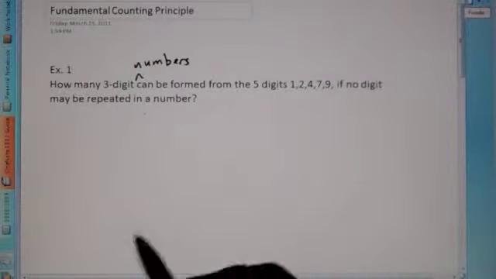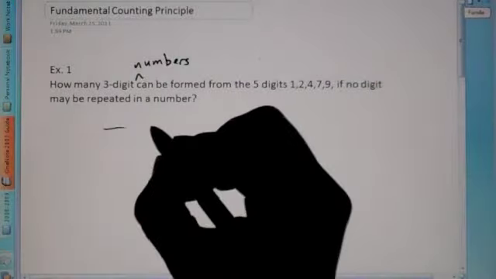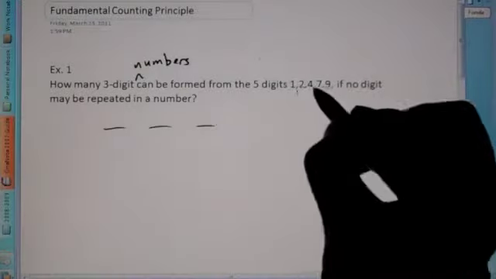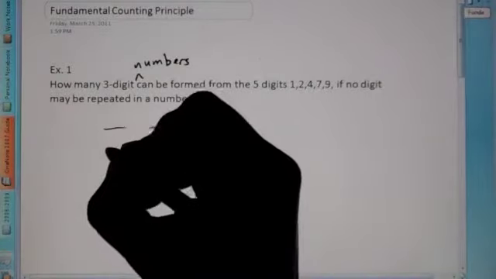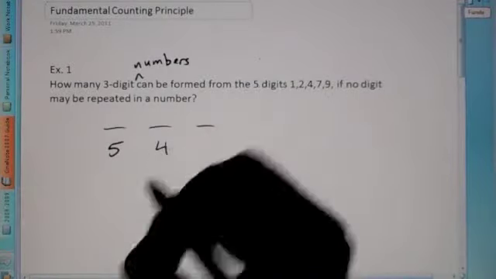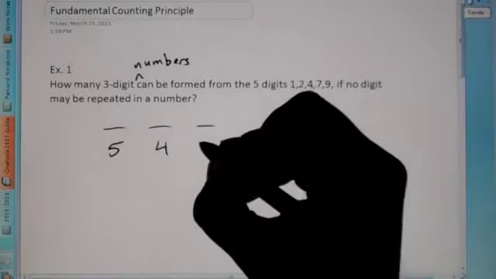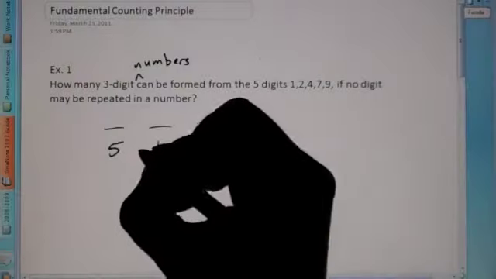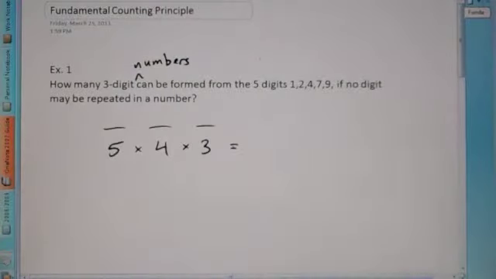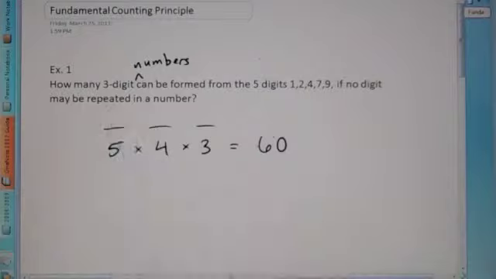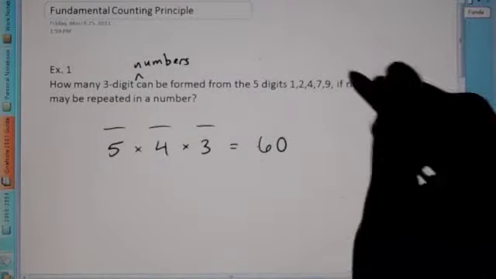Well, these are fairly simple. First, we have 3 number options to make a 3-digit number. We have 5 choices for the first number. If we take that away, for the second number we have 4 choices. And then after that, we have 3 choices. So the fundamental counting principle says you take these numbers and multiply them. 5 times 4 is 20, times 3 is 60. So there are 60 3-digit numbers that can be formed using these 5 numbers.